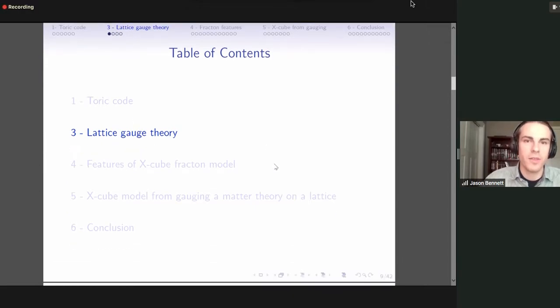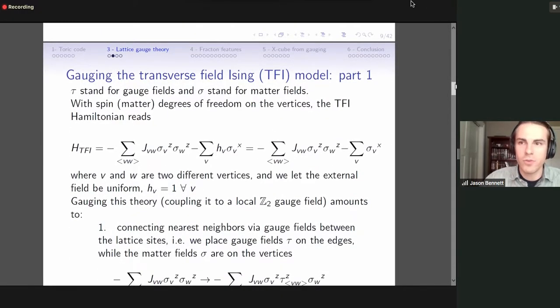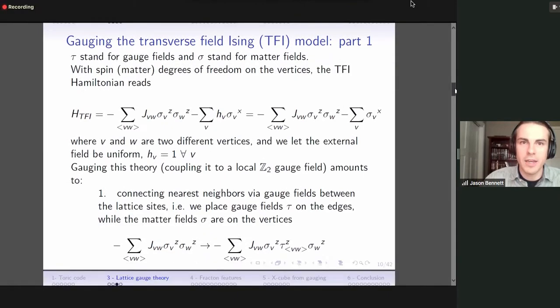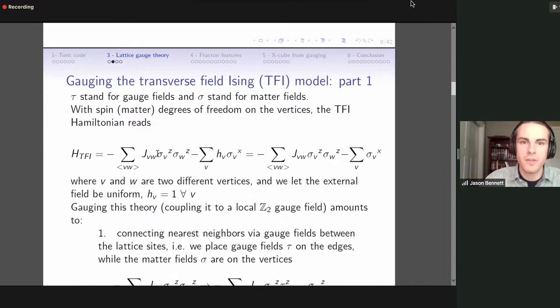And so starting with our good old, I scrolled again. Starting with a transverse Ising model where you have matter fields on each of your lattices or on each of your vertices. So for instance, let's say a vertex is represented by V or W.